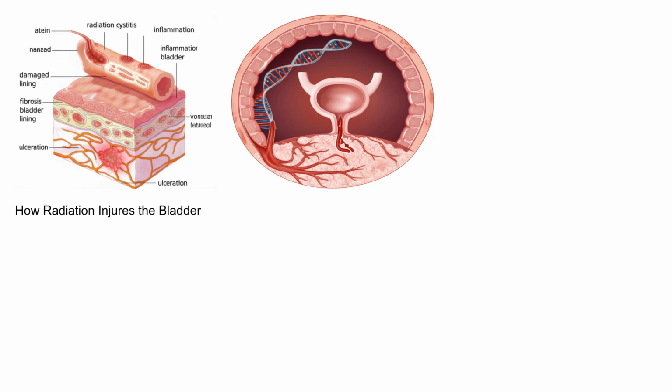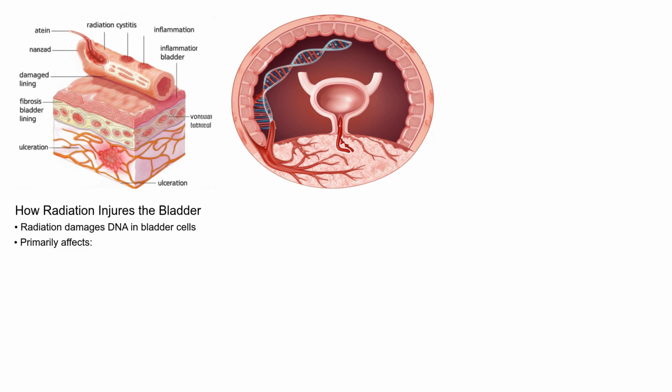Now let's understand how radiation actually injures the bladder. Radiation damages the DNA within the bladder's cells, specifically affecting the rapidly dividing cells of the bladder lining, also known as the urothelium, as well as the bladder's blood vessels. Initially, this causes inflammation and swelling in the acute phase.